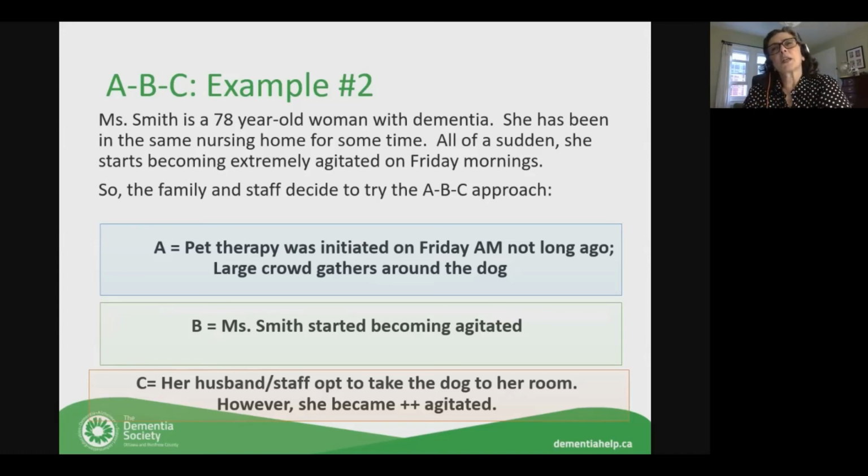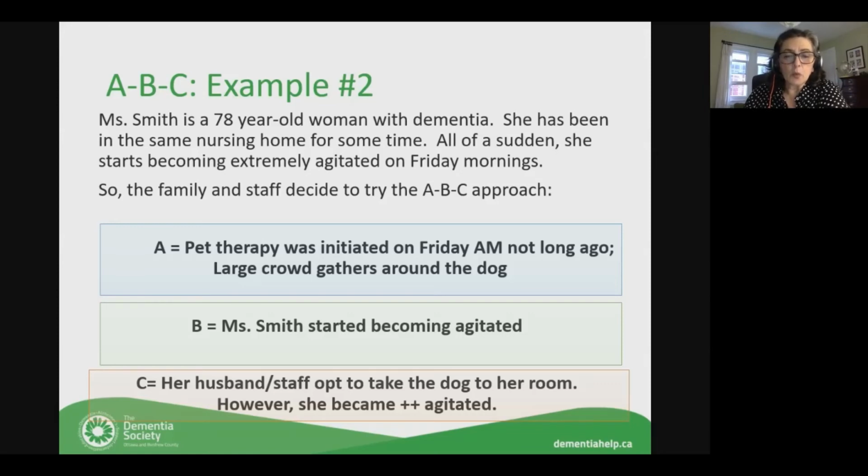So this is not an anticipated behavior. This woman never did that before. If we use the ABC approach, we think, okay, what happens on Friday mornings? What is the antecedent to her agitation? Well, lately pet therapy began and is happening on Friday mornings. And there are large crowds that gather around the dog that comes to visit. And that's when Mrs. Smith begins to get agitated.